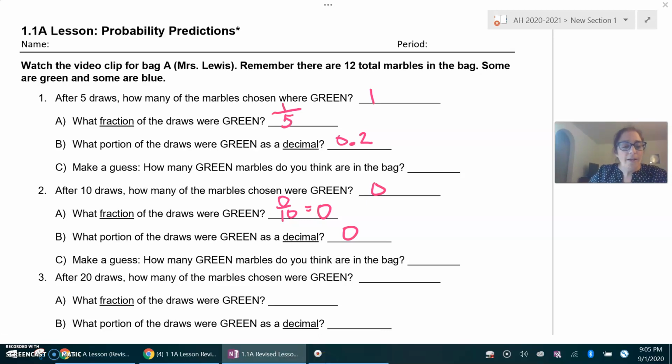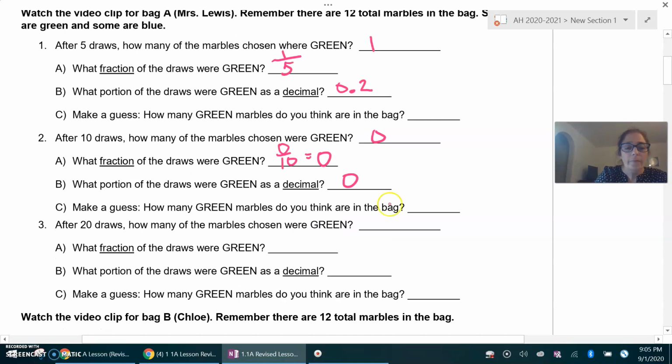So after 20 draws, how many did we get that were green? We got 3. What fraction of the draws were green? We have 3, and then over 20, because this time we pulled 20 times. So as a decimal, that's going to be 0.15. And now you're going to make a final guess as to how many green marbles you think are in that bag.